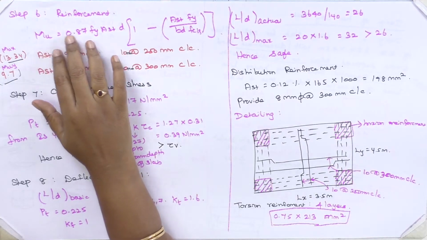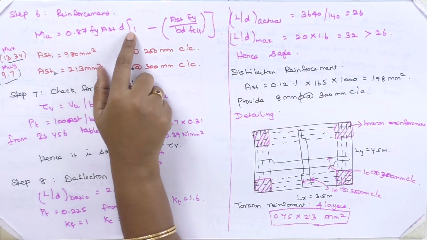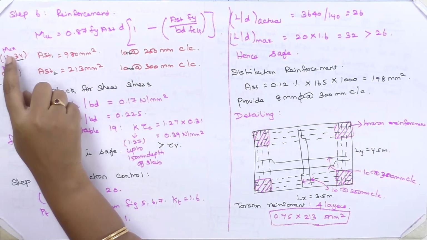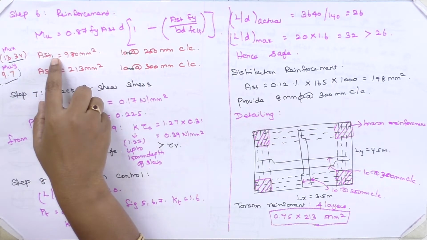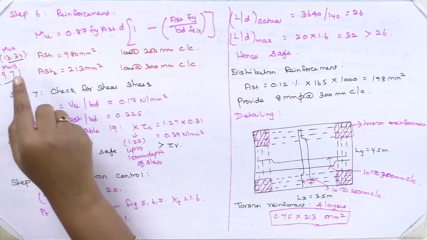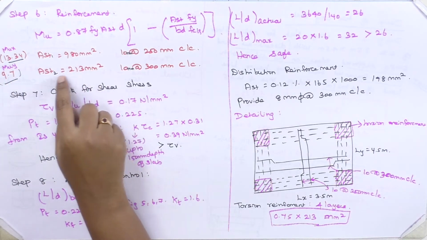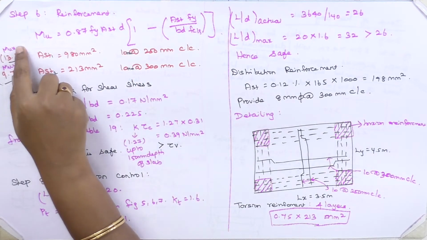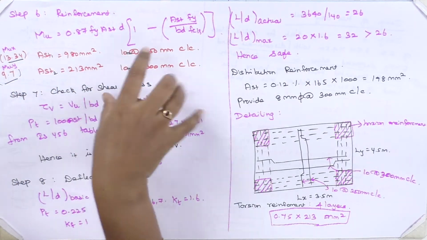Okay. Step number 6 is about the reinforcement. Now MU is equal to 0.87 fy AST into 1 minus AST fy divided by BD fck. For MUX 13.34, I will substitute 13.34 here and get AST1. So for 980 mm squared, I will provide 10 mm at 250 mm center to center. For MUY 9.5 kilonewton meter, I will take around 213, that is AST2, 10 mm at 300 mm center to center. Where MUX is acting, I need to provide this reinforcement. Where MUY is acting, I need to provide this reinforcement.